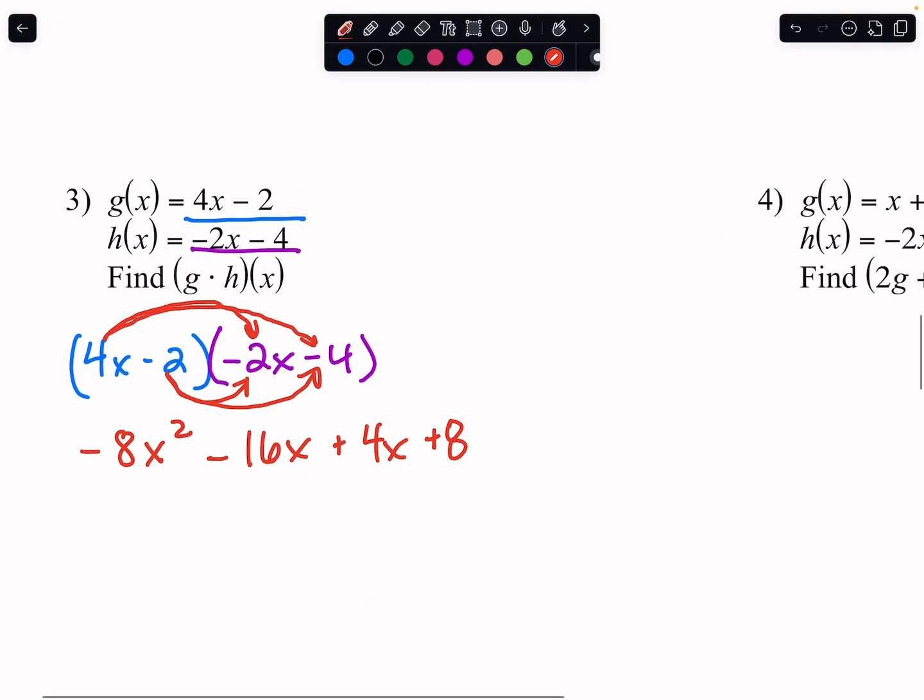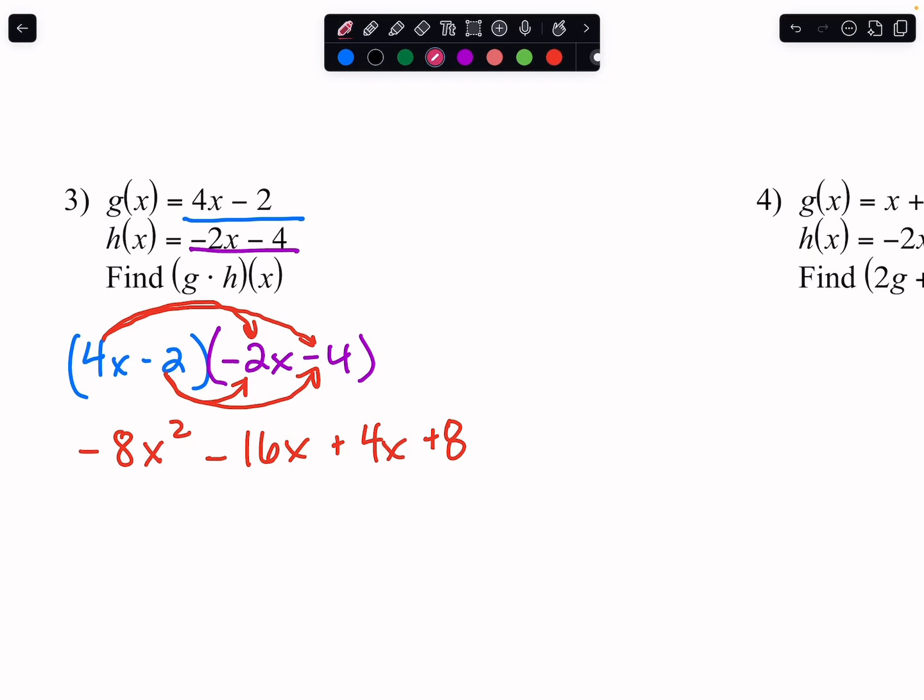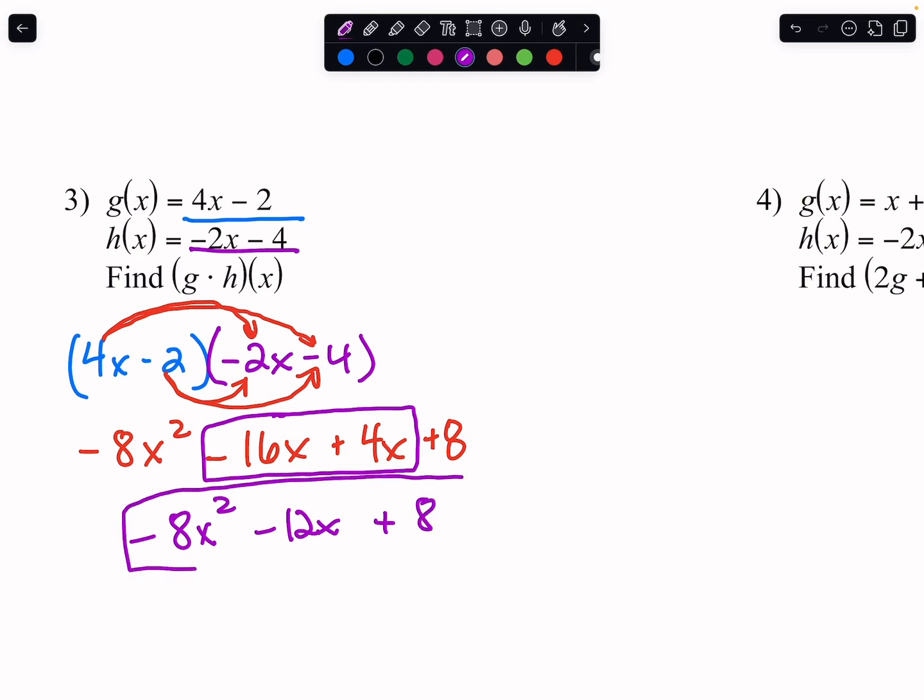I'm going to combine my like terms in the middle. And then my final answer is going to be negative 8x squared. And then negative 16x plus 4x is negative 12x. And then I got plus 8. That's my final answer.